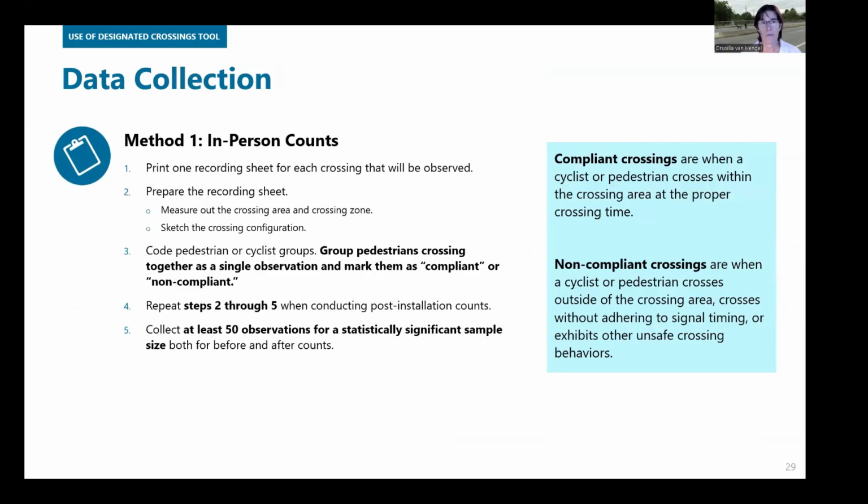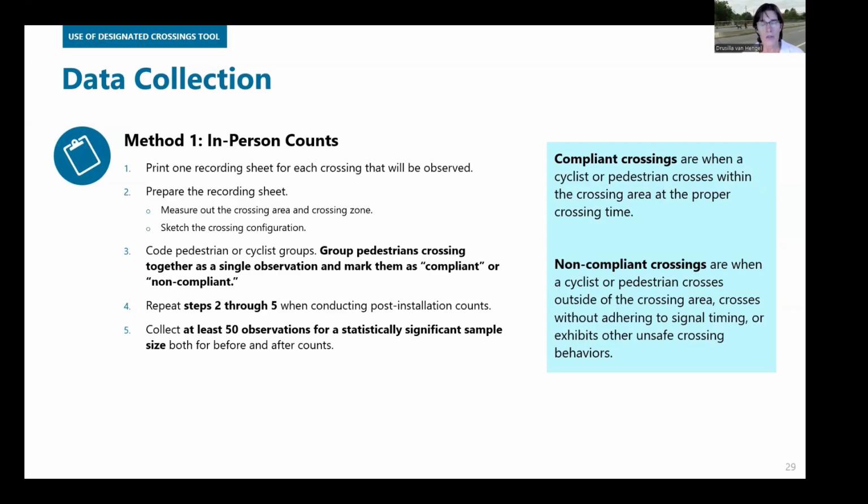So first, some information about the in-person counts, what we call method 1. Print 1 recording sheet for each crossing that will be observed. Prepare the recording sheet for that crossing, measuring out the crossing area and the crossing zone, sketching the crossing configuration. So when you go out in the field, you have your full attention on the crosswalk that will be observed and the people who will be using it.